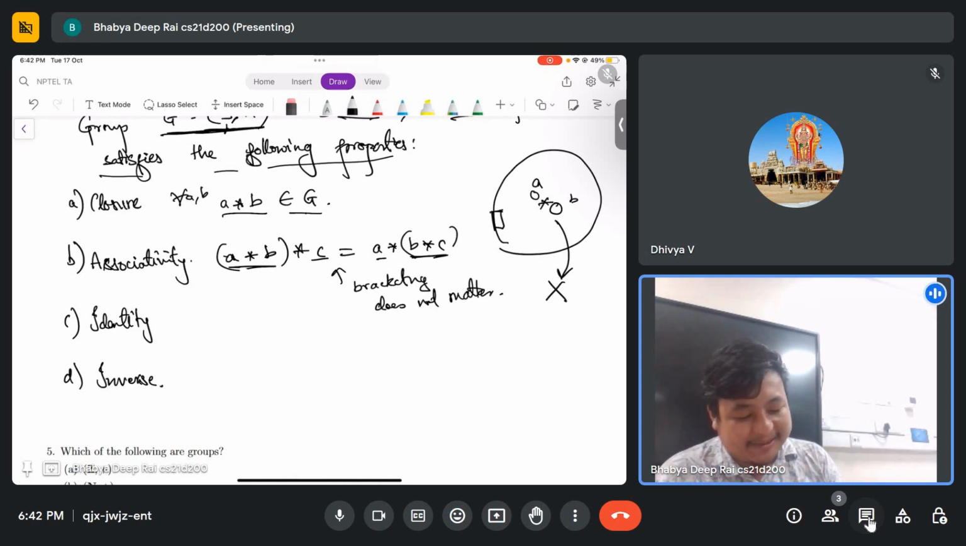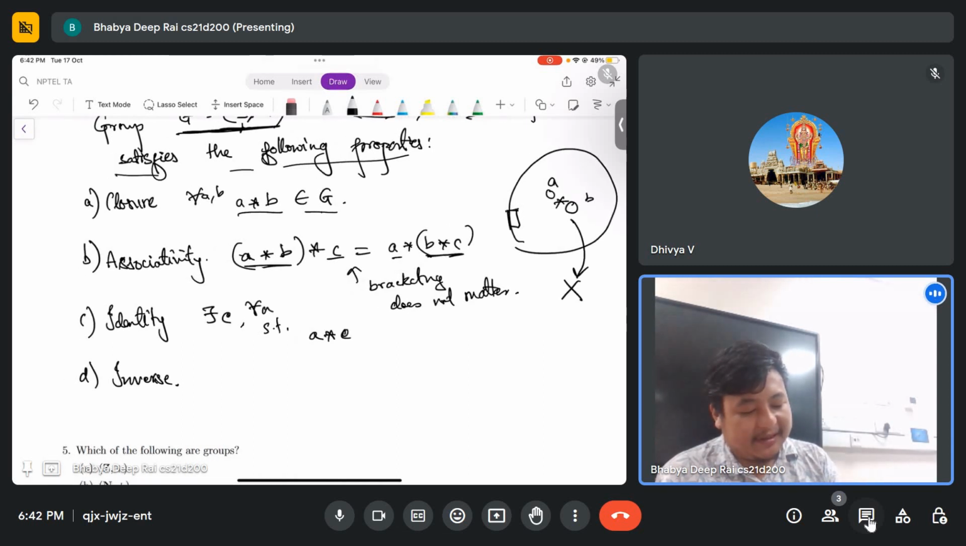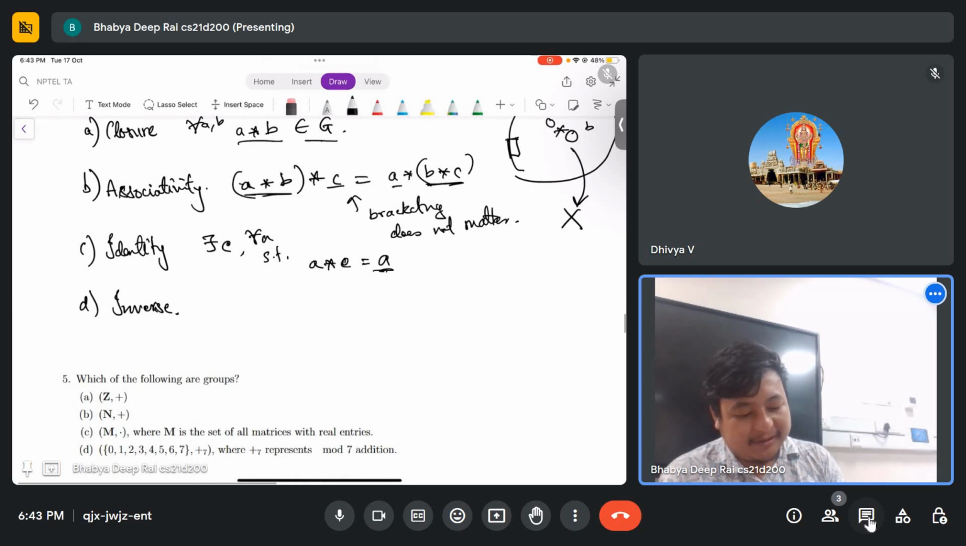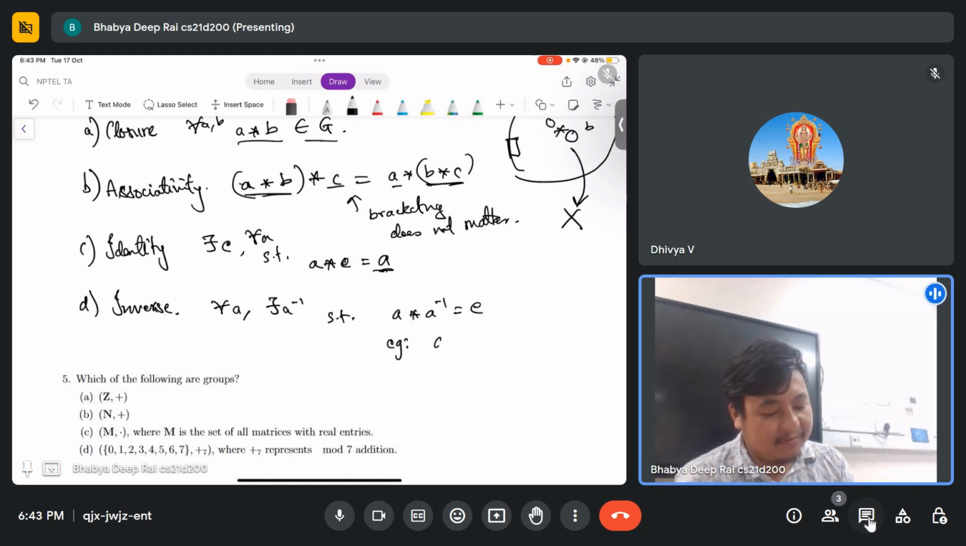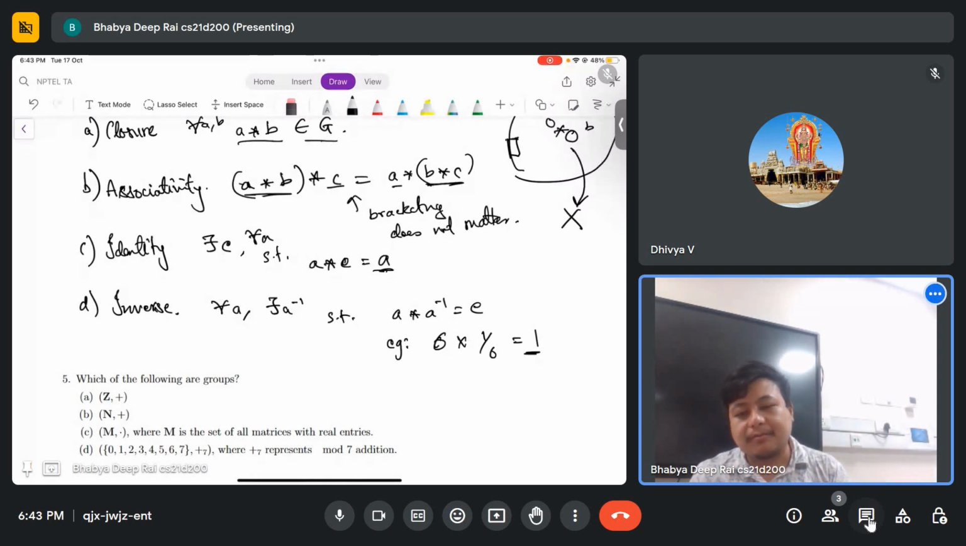Identity means there exists a unique element E such that for all A, A star E is equal to A. For example, in the case of integers or real numbers, the number 1 is the identity element. Anything multiplied with 1 will give itself. And finally, inverse. Inverse means that for all A, there exists an A inverse such that A times A inverse equals E. Example, 6 times 1 by 6 equals 1. This is your identity element. On multiplying with its inverse, the operation should give me the identity element. Okay, good.